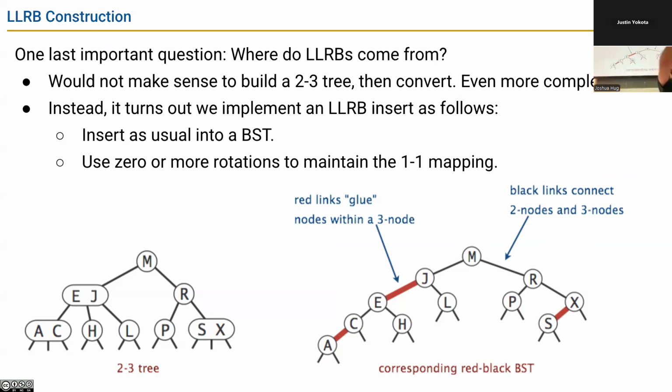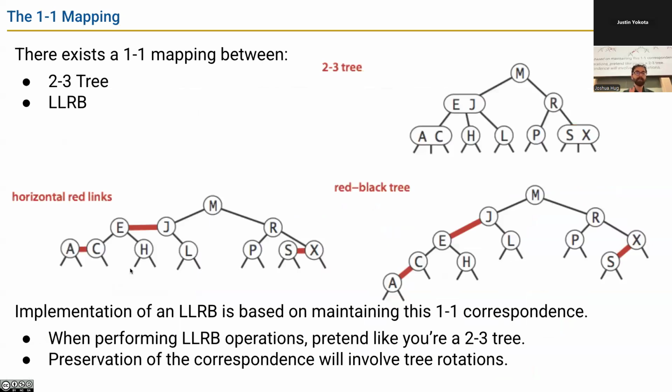Like, it wouldn't make sense to first build the 2-3 tree and then convert it, because the whole point is to avoid building a 2-3 tree in the first place. And why? Because at the beginning of the lecture, I said they're hard to implement in code. Okay. So what we're going to do is implement insert just like a normal binary search tree, but then we're going to do some rotations after the inserts to maintain the isometry with the 2-3 tree. So we'll show that because there exists this one-to-one mapping, we're basically going to use rotations to make sure we're always matching exactly what's going on.